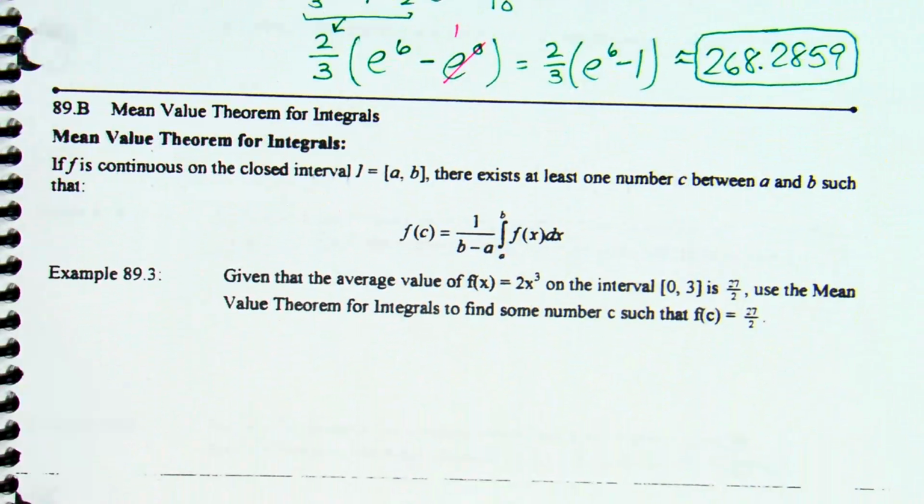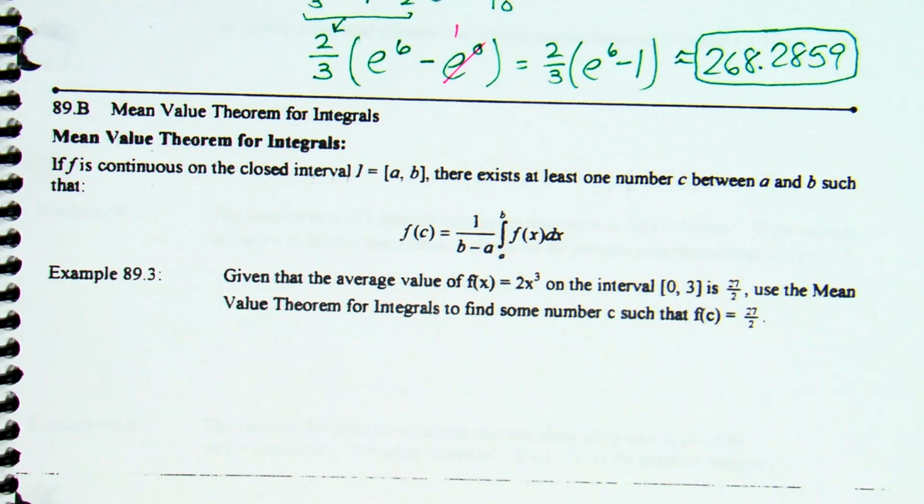Mean value theorem for integrals. It reads, if f is continuous on the interval from a to b, there exists at least one number c between a and b such that f of c equals 1 over b minus a times the integral from a to b of f of x dx.